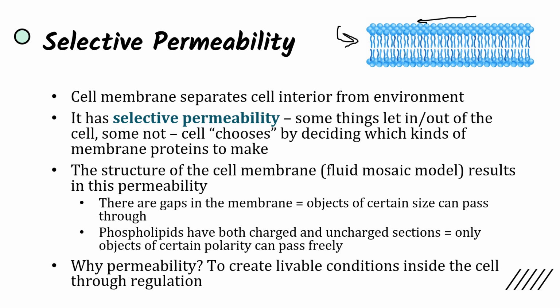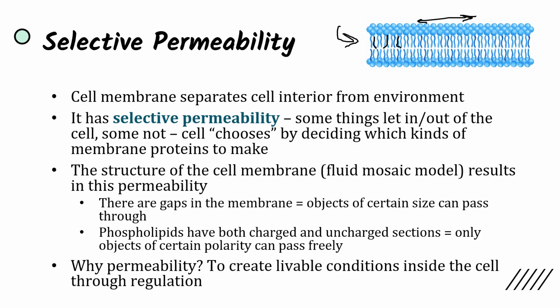It's never completely solid. It's flowing, and some phospholipids are going to be completely saturated. Some are going to have unsaturated fatty tails, meaning there could be some kinks, and this is going to result in some separation between those phospholipids. Basically, there's going to be a little bit of space where objects of certain size can pass through.